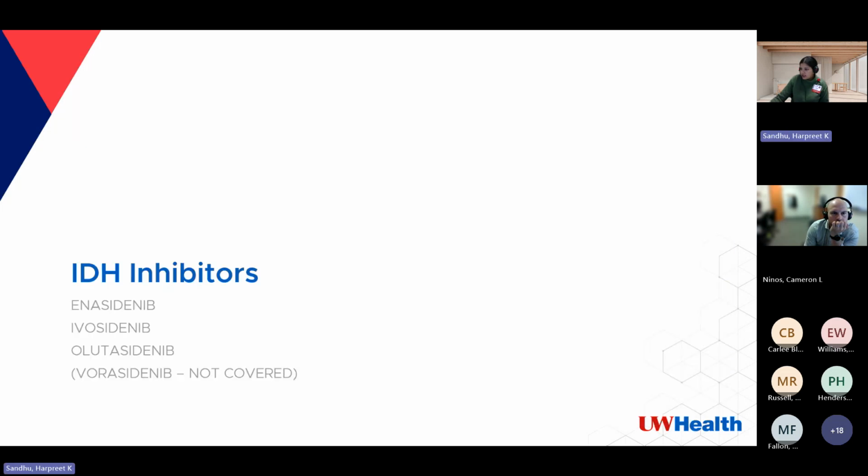So moving on to IDH inhibitors, we'll review enasidenib, ivosidenib, and olutasidenib. Vorasidenib we will not cover, but it is approved for use in CNS malignancies, so that may be covered later on in the series.